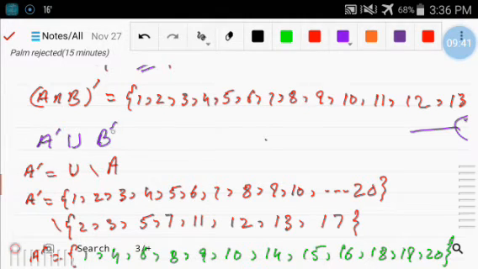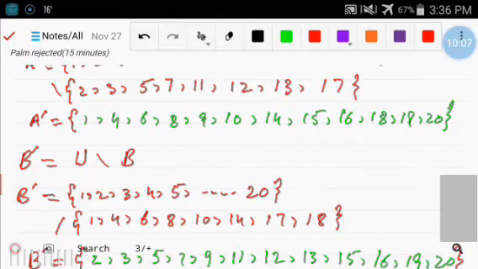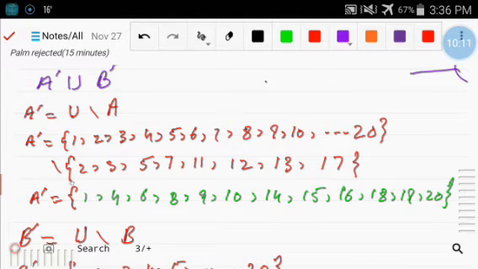Now we find A complement union B complement. First we find A complement which is equal to U difference A, meaning the elements which are in set U but not in set A. So this one is set U, the universal set, difference set A. So A complement is equal to U difference A, the elements in set U but not in A. So 1 is in set U but not in set A. Similarly 4, 6, 8, 9, 10, 14, 15, 16, 18, 19 and 20. This one is A complement.